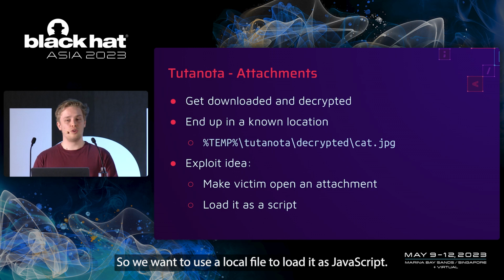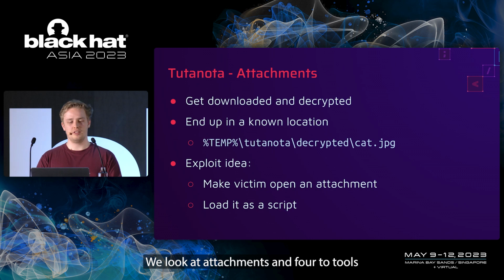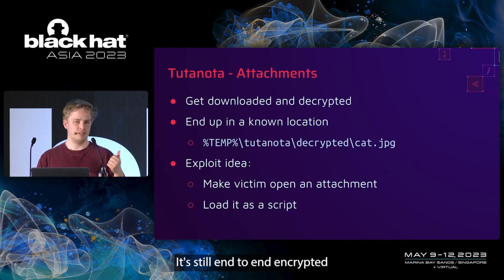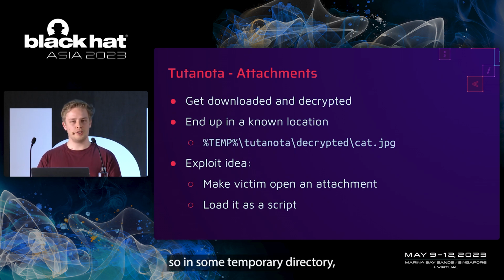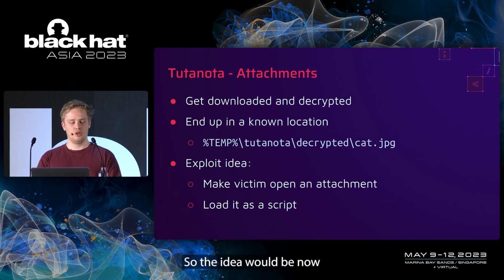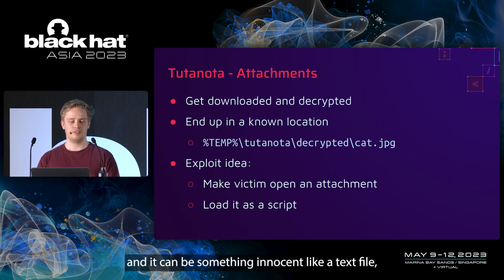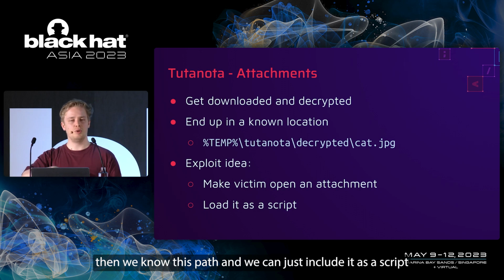So we want to use a local file to load it as JavaScript, but how do we get one? For this, we look at attachments. For Tutanota, to show an attachment, it gets downloaded and decrypted. It's still end-to-end encrypted, and after decryption it ends up in a known location: some temporary directory, some subfolder, and then it uses the name of the attachment file. So as an attacker, we can know this location. The idea now would be, once the victim opens an attachment, which can be something innocent like a TXT file, we know this path, and we can just include it as a script, and it should execute.